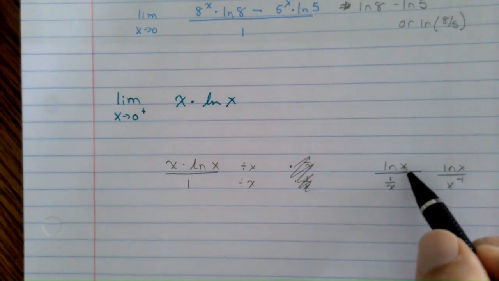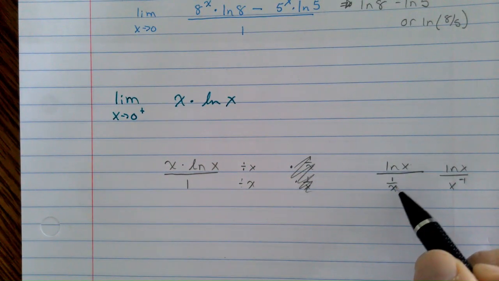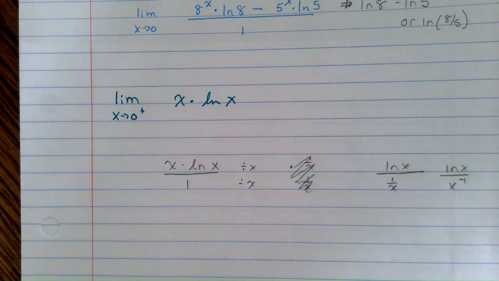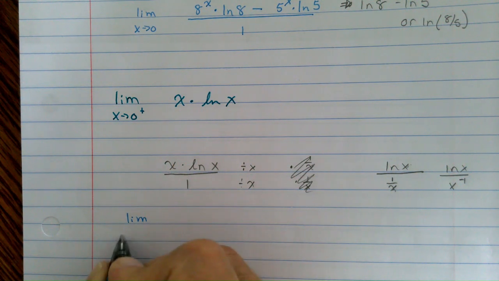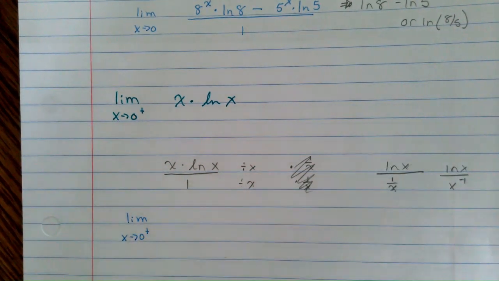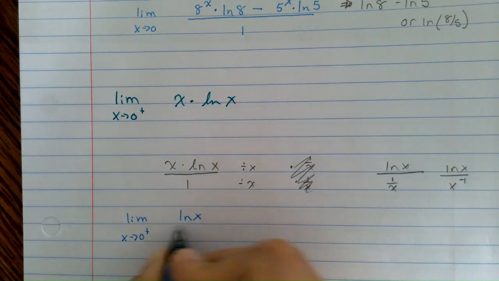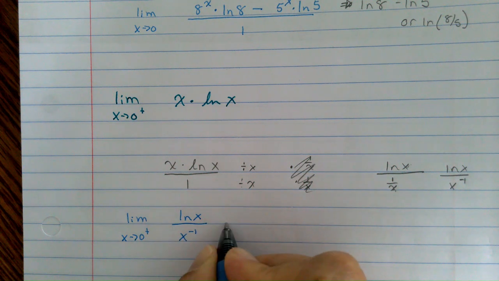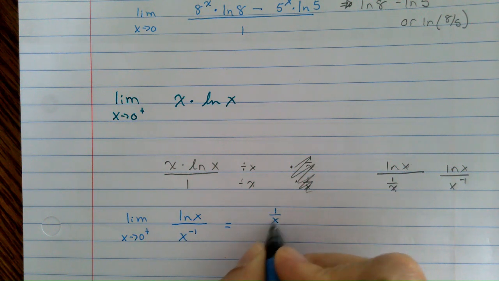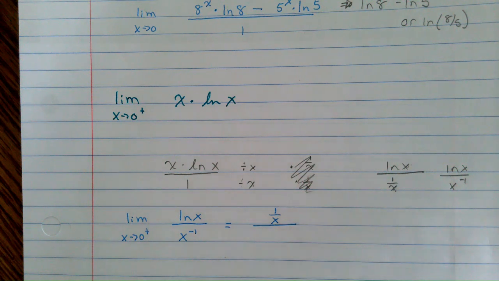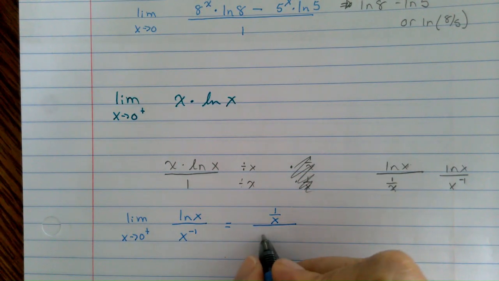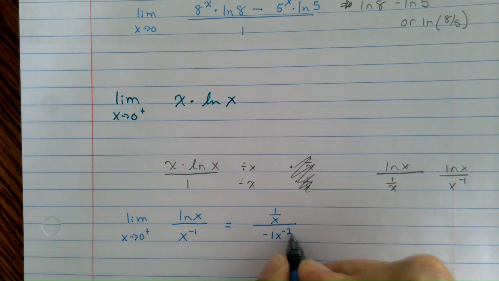Now, substituting 0 into both of these gives me undefined over undefined. It's now in an indeterminate form. Now I can do it. The limit as x approaches 0 from the positive side of the natural log of x over x to the negative 1 is going to equal 1 over x, right, divided by negative 1 x to the negative second.